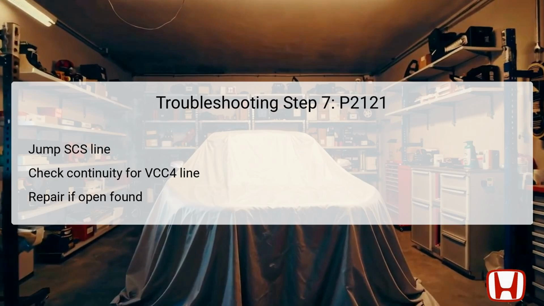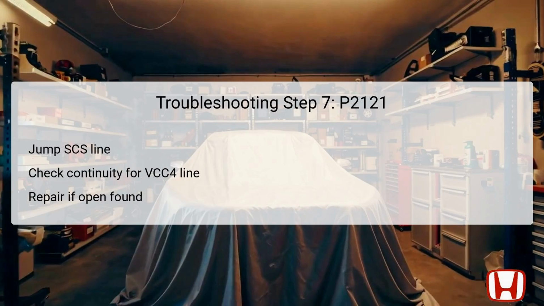In this step, again, start by turning the vehicle off and jump the SCS line with HDS. Wait over a minute before disconnecting PCM connector A. A jumper wire is then used to connect the VCC4 line at the appropriate terminals of the APP sensor's connector. This action allows you to check for continuity.